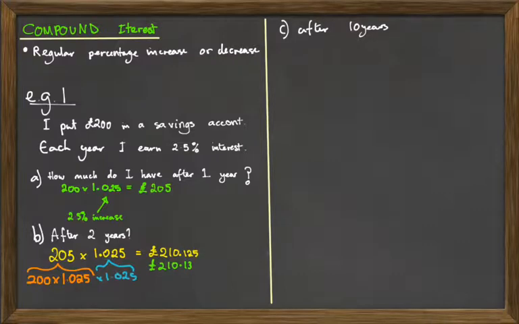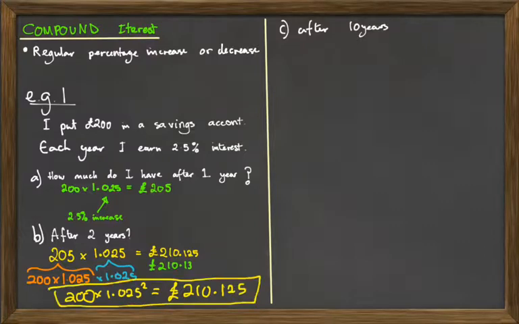Okay? Now what we can do is we've got 200 times 1.025 times 1.025. So this is the same as 200 times 1.025 squared. 200 times 1.025 times 1.025. This will give us the answer. Now notice how the squared there, the 2, refers to the number of years.